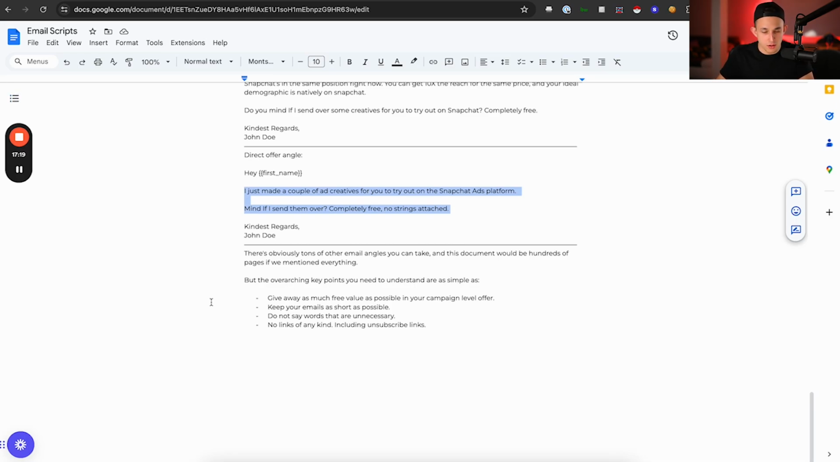Same thing with a cold email, right? People put very low effort into reading their emails. So if your email is not extremely enticing off the bat, you're done for. You only have a couple of seconds to really catch their attention, and that's it, okay? So that's really the key part here. But the overarching key points to understand in this video is give away as much free value as possible in your campaign level offer. Keep your emails as short as possible while still maintaining what you want in them. And do not say words that are unnecessary. Just don't do it. And do not have any links, especially unsubscribe links, because it will kill your deliverability.